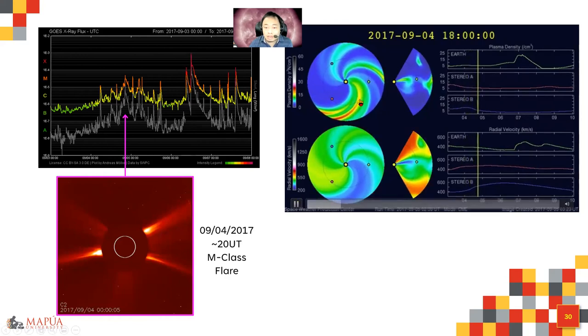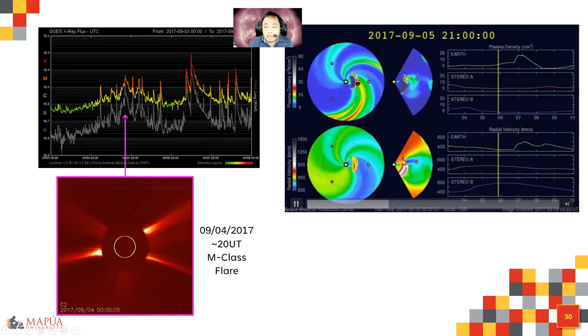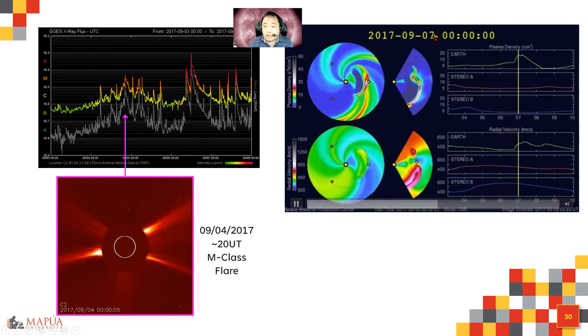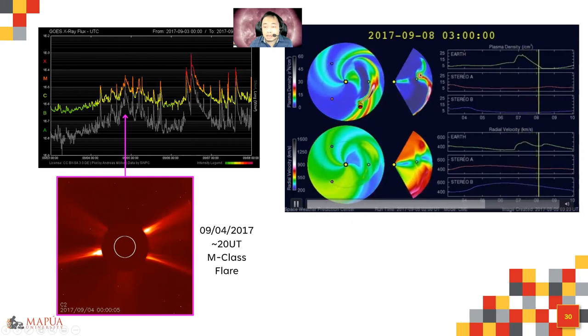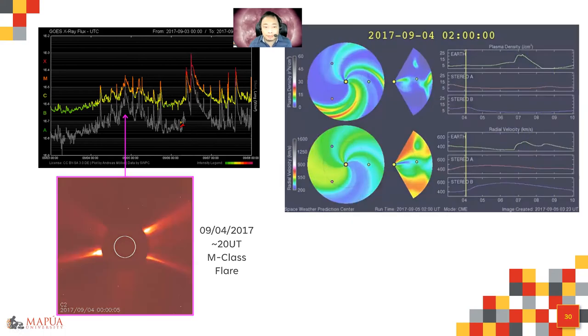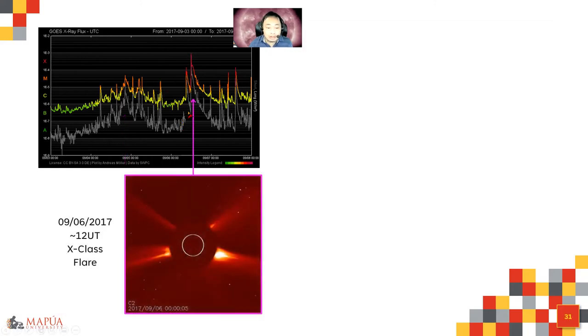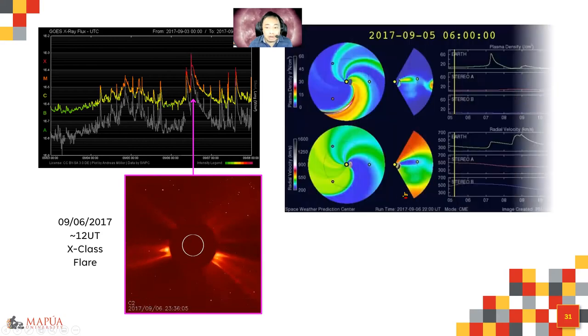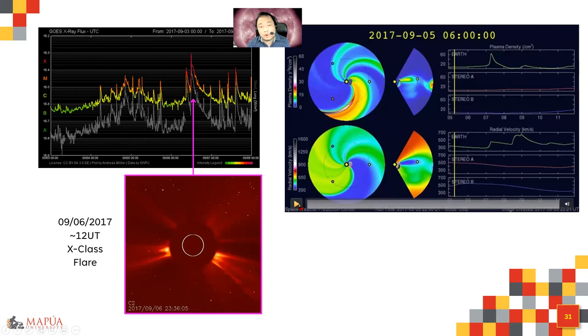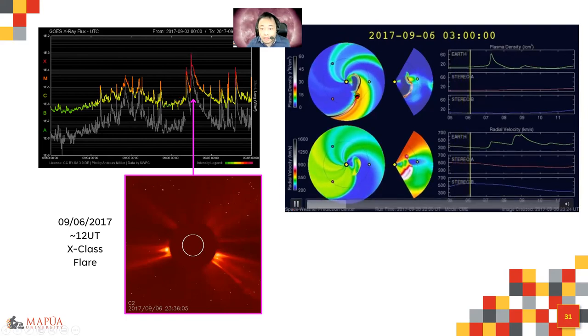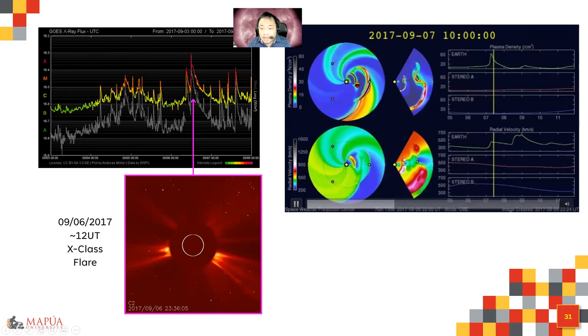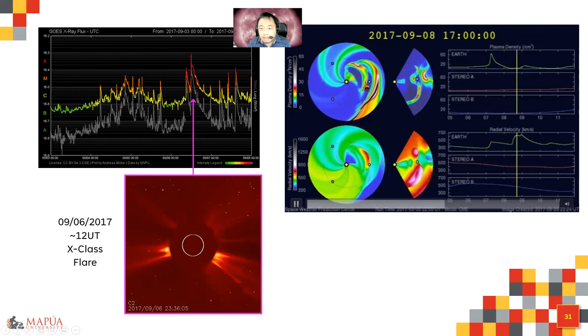the CME that was seen here will more or less arrive at 9:16, but only one CME. But 2 days later, at around 12 UT, there was an X-class flare that happened, and it produced a very large CME. So aside from that September 4 CME, the model was updated to include the second CME. So this is the first CME, and this is the second CME. Okay, you can see that.